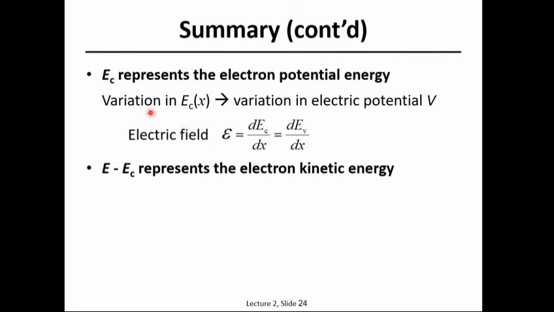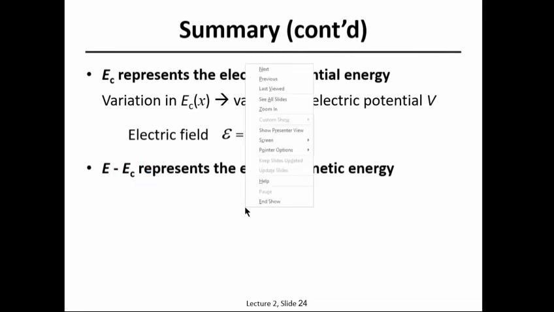Okay, again we said that the electric field is equal to minus dV by dx. There should be a minus sign here unless we are taking the absolute value, so as not to be confused between electrons and holes. And E minus EC represents the electron kinetic energy. So we are talking about kinetic energy between the energy where the electrons are found with respect to EC as my reference.